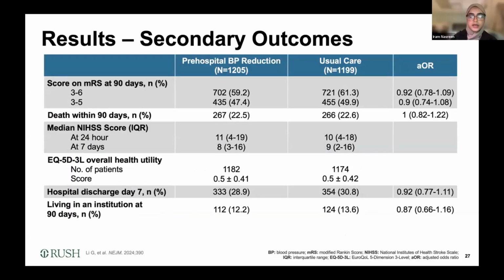And then looking at secondary outcomes, there weren't any major differences for looking at the modified Rankin score at 90 days for scores of 3 to 6 or 3 to 5, death within 90 days, the median NIHSS score at 24 hours or 7 days, or the quality of life that was reported from patients, or differences in the hospital discharge day 7, or whether they were living at an institution or at home at 90 days.